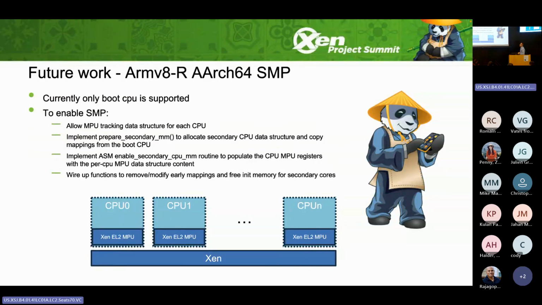Another piece of work is the SMP support on the architecture. So the current work is supporting only the boot CPU. To enable SMP, we will need to provide an additional data structure for each CPU. We will need to allocate this structure and populate the mappings from the boot CPU inside the prepare secondary MM. We will need to provide the assembly code running on the secondary core that takes this mapping from the data structure and copies it inside the CPU.